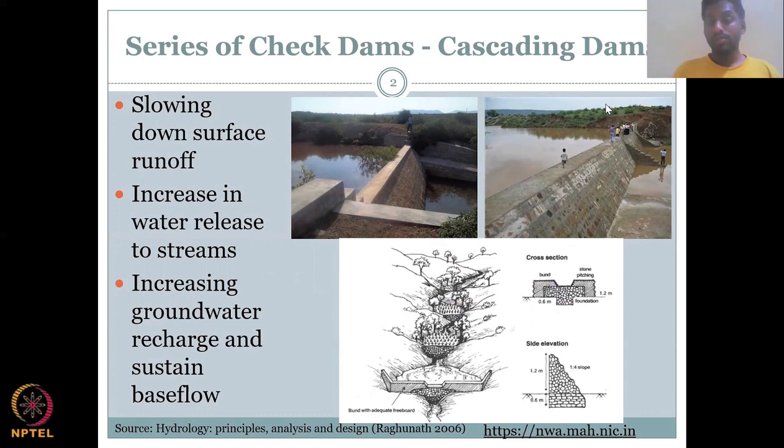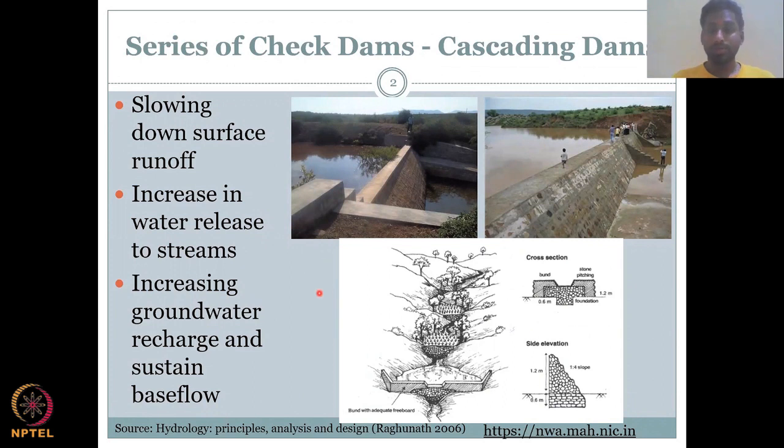The major water bodies, the rivers and streams, would be flowing throughout the year. You would have heard stories from your grandparents or even your parents that some of these rivers and streams were having water throughout the year. But now it is not happening. So a series of check dams can be built to increase the water in the stream. That is one method that a lot of studies have promoted.